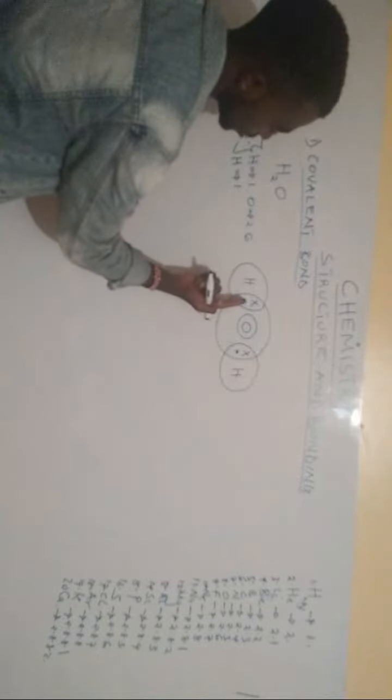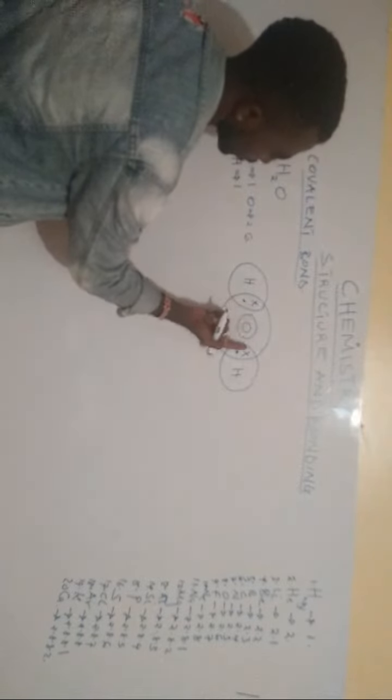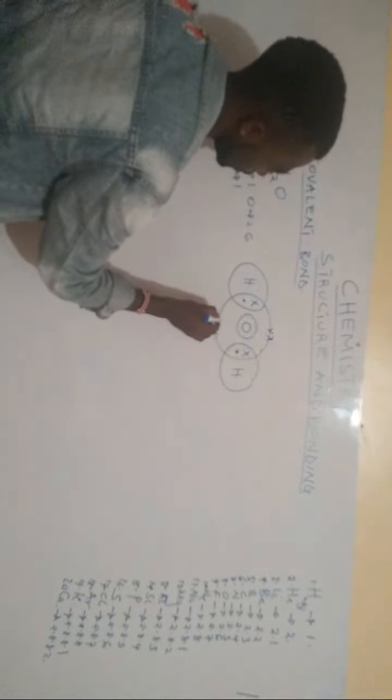So given this way, at the end of the day, hydrogen is stable. For the oxygen, its outermost energy level has 6. If we represent the electrons of oxygen with a cross, we have 1, 2, 3, 4, 5, 6.